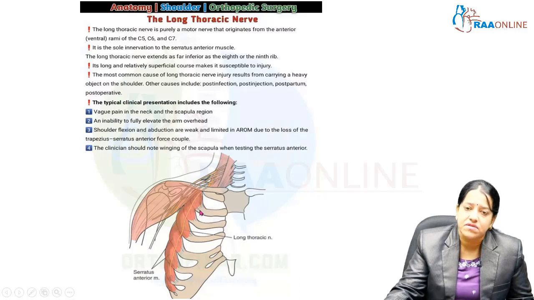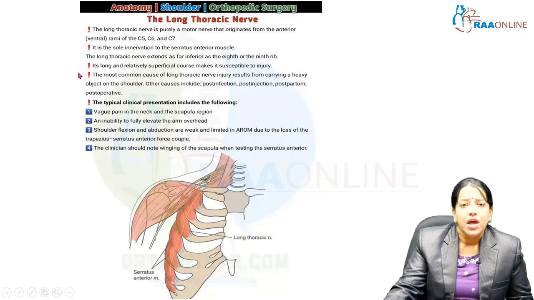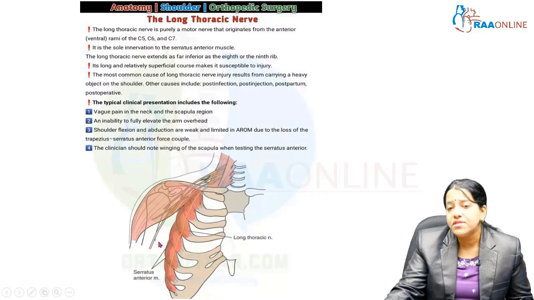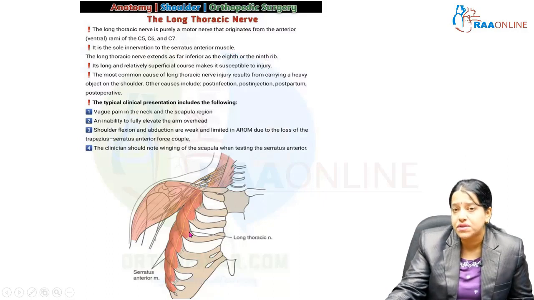You can see the serratus anterior muscle takes origin from the first 8 to 9 ribs, and it goes to the inner aspect of the scapula, medial border, superior angle and inferior angle of the scapula, more to the medial border of the scapula. So the long thoracic nerve will extend as far as the 8th or 9th rib. So it is just coming down. That's why the name was given as long thoracic nerve, because the course itself is so long.